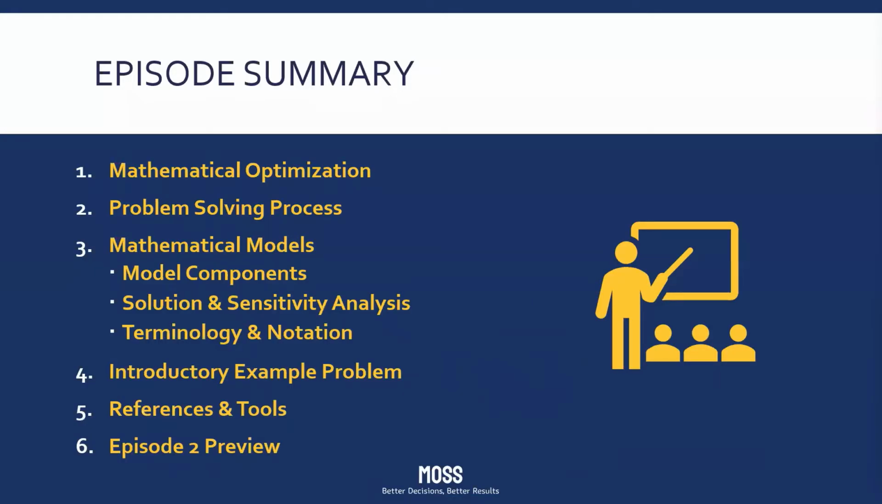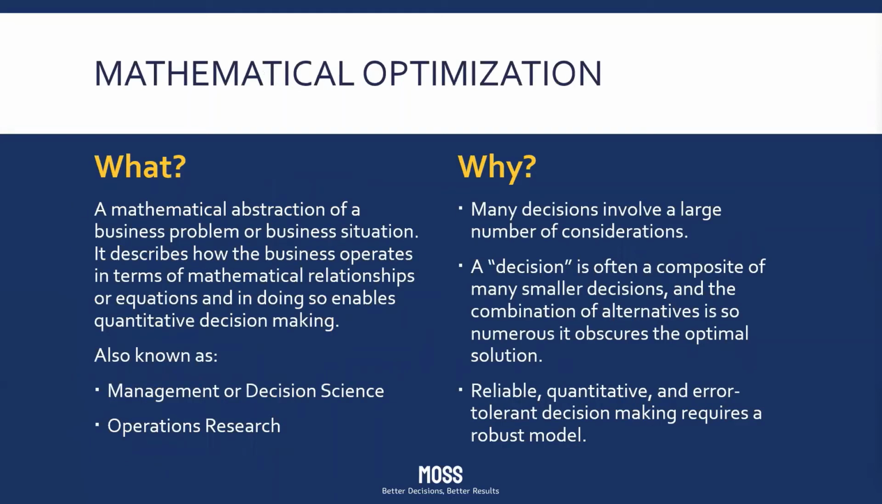Before we jump into the content, I want to briefly touch on what's covered in today's episode. First, we will start off with what mathematical optimization is and why it is important. In part 2, I will introduce a general approach for solving optimization problems, and in part 3, I will dive into the fundamentals of mathematical models, including their core components, evaluating solutions, and what terminology and notation you will need to understand. In part 4, I will bring it all together with a simple introductory problem, then conclude the episode with some brief discussion on references and tools viewers will need and what to expect for episode 2. So with that, let's get started.